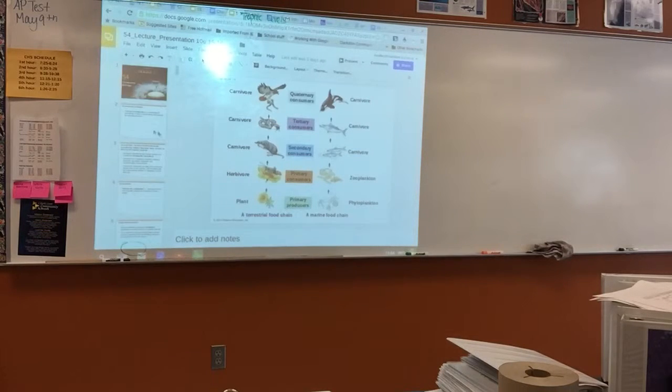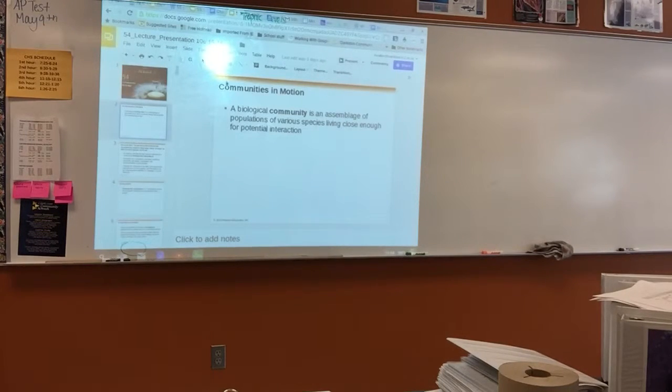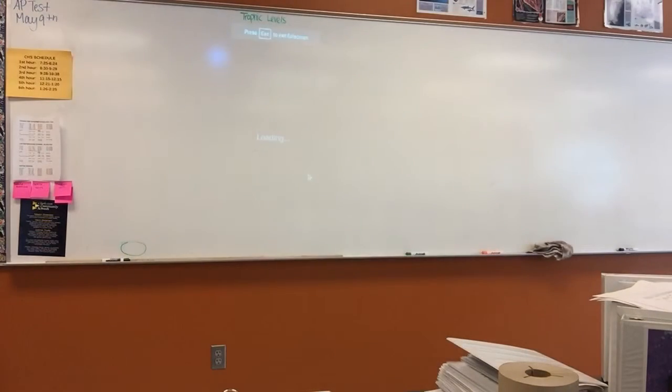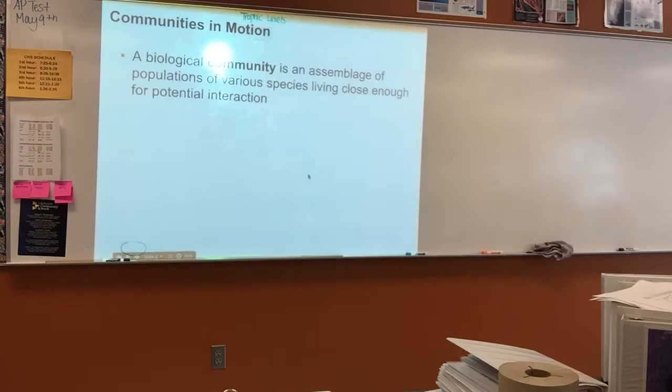So realistically, organisms don't live in isolation with their own species. And so that's what the next part is: communities. Communities are a bunch of different species living together. So you can have a forest community, with all the different species of bird living with all the different deer and the different squirrels and so on and so forth, all living together in one particular area. And notice here it says close enough for potential interaction. So they come into contact with one another.